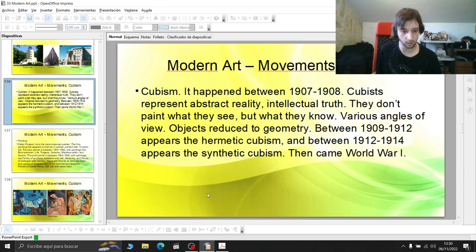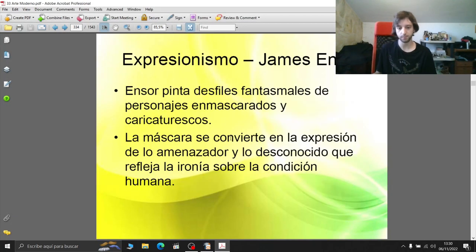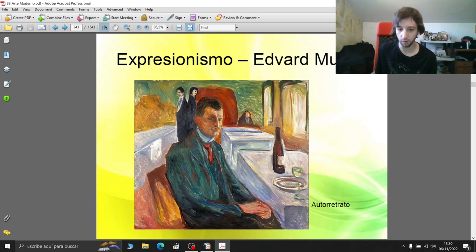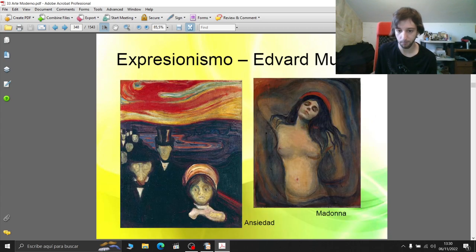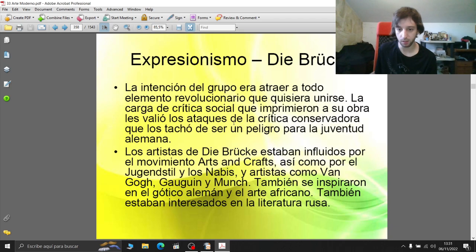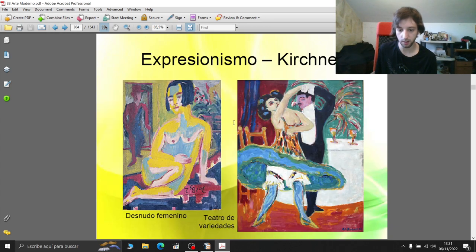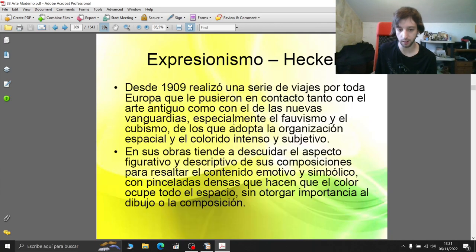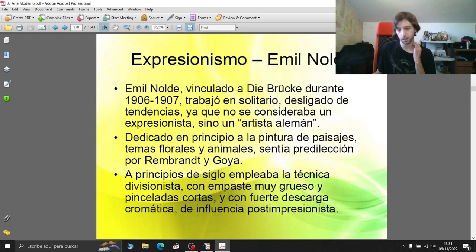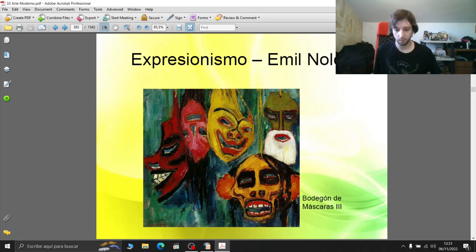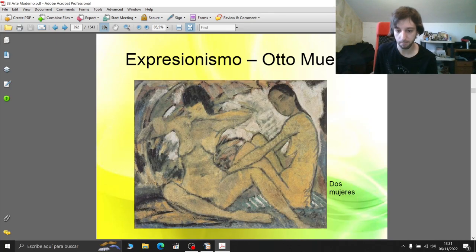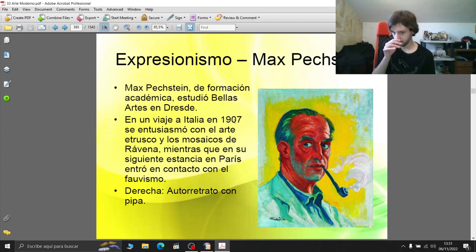Okay, this is Expressionism, so I saw pictures here first. James Ensor, Edvard Munch. Die Brücke: Kirchner, Heckel, Schmidt-Rottluff, Emil Nolde, Otto Mueller, Max Pechstein.